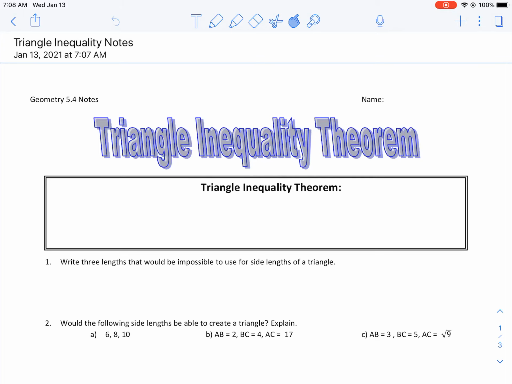This is going to be the video for 5.4, which is the triangle inequality theorem. Okay, so the triangle inequality theorem is an important theorem for building triangles.